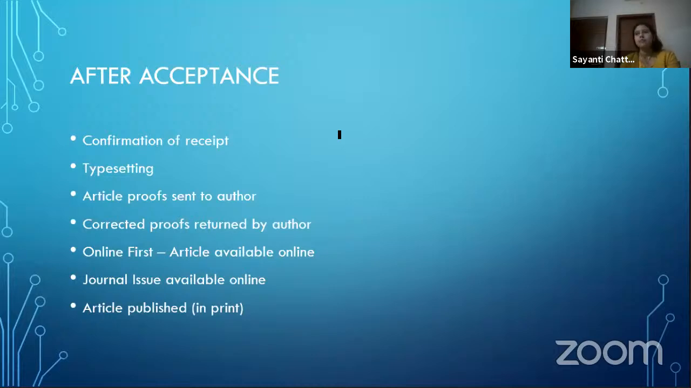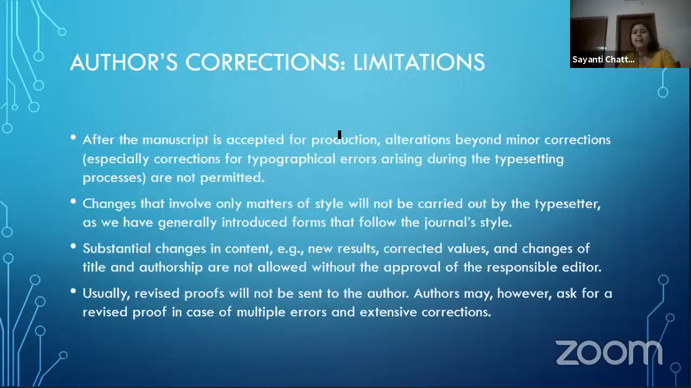They will check the typesetting because every journal has a specific typesetting. They will arrange your paper according to the typesetting. Then this article will be sent to the author for proofs, and corrected proofs will be returned by the author. Then it will be published online. Regarding the author's correction limitation, sometimes some people find some results wrong, change the result, and give the new result. So don't do this. Sometimes it leads to the rejection of your paper.